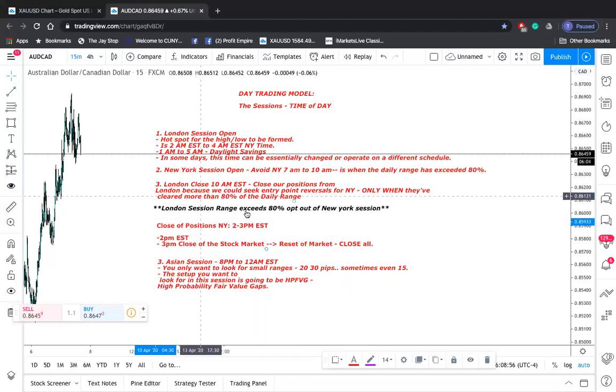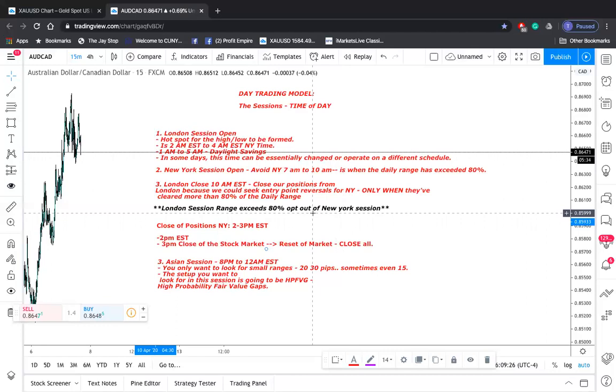So in short, when the London session range exceeds 80%, we do not trade New York. Or you can wait for London close at 10 a.m. And for the risk takers out there, you could short or hedge back the opposite way of the direction. So if we have an 80% range in London and London close comes in 10 a.m. Eastern and it's bullish for London, we can look for shorts in New York, London close, and vice versa.